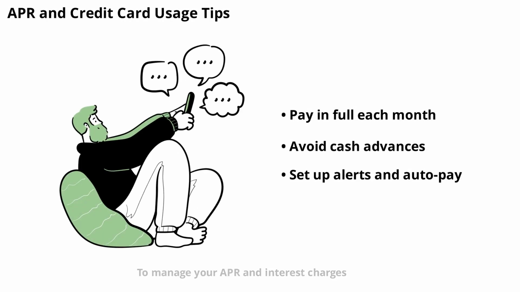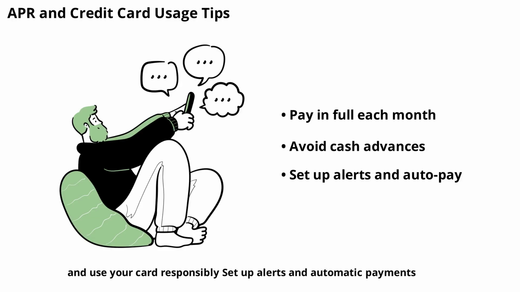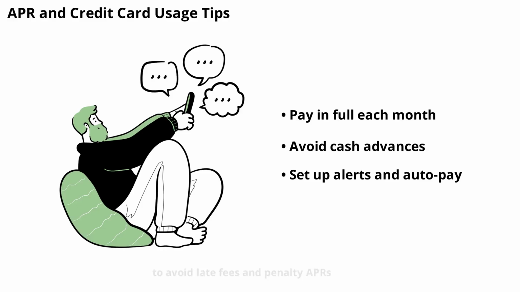To manage your APR and interest charges, pay your balance in full each month, avoid cash advances, and use your card responsibly. Set up alerts and automatic payments to avoid late fees and penalty APRs. These tips help you keep your costs low and make the most of your credit card.